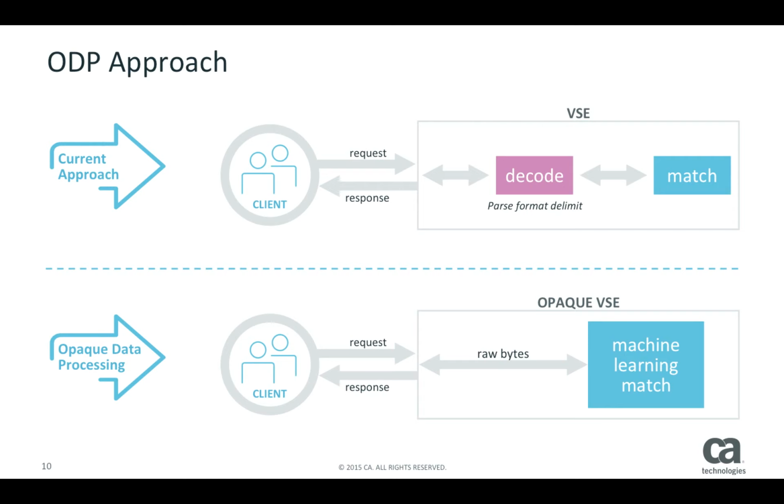Okay, so I actually want to skip through a bit and take a look at the ODP approach. We just talked this through, I'll walk through really quickly. The current approach is that the client sends a request in to the VSC. The VSC does a quick decoding, it does a match, and it sends a response back. In opaque data processing, we actually skip the entire step of decoding. And what happens is there's this matching algorithm that runs live.